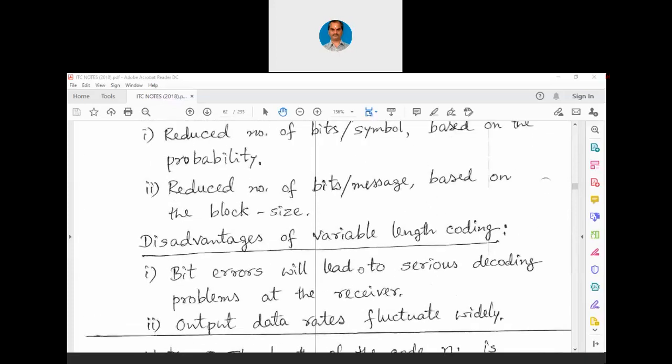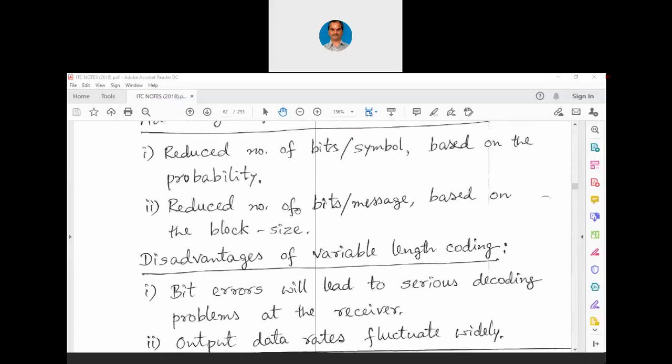Now what are the disadvantages? The disadvantages of the variable length coding itself is the advantage of the fixed length coding. So disadvantages of the variable length coding is, first one is bit errors will lead to serious decoding problems at the receiver. Now think about this.